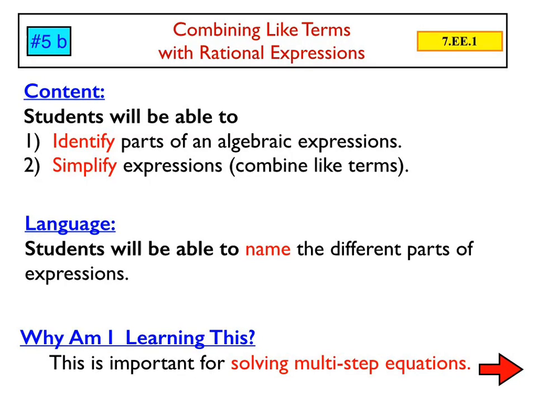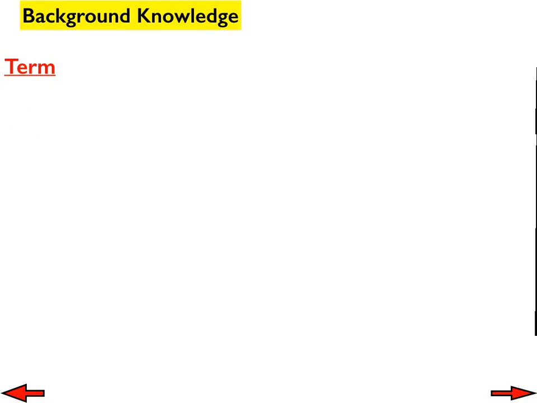Talked about. So today, lesson 5B, combining like terms with rational expressions. We're going to work on identifying the parts of expressions like we did earlier in the year, and then combining like terms. Another way of saying that is simplify expressions, and then also naming the parts of expressions. And the reason why this is extremely important is for solving equations with positive and negative decimals in them.